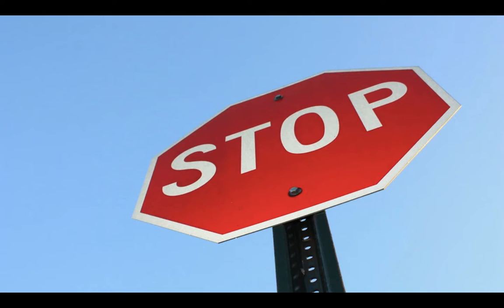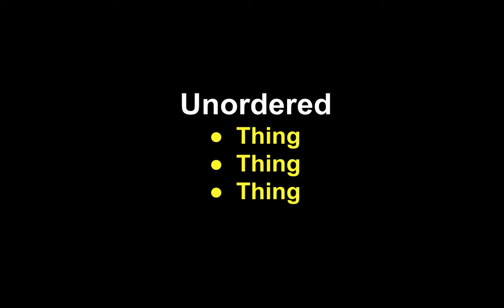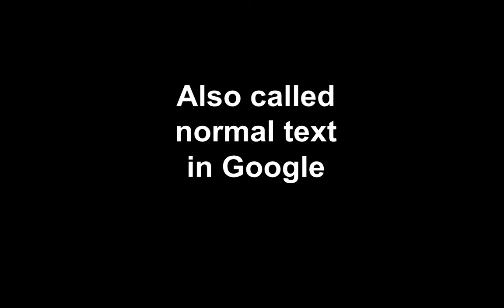Then we have lists. And there's 2 types of lists. There's ordered, which is 1, 2, 3, and only use ordered if order is important. If it's not important, use unordered. Okay? Simply, that's it. And they are also called normal text in Google. So when you're formatting stuff, you'll see what I mean when I show you the example.